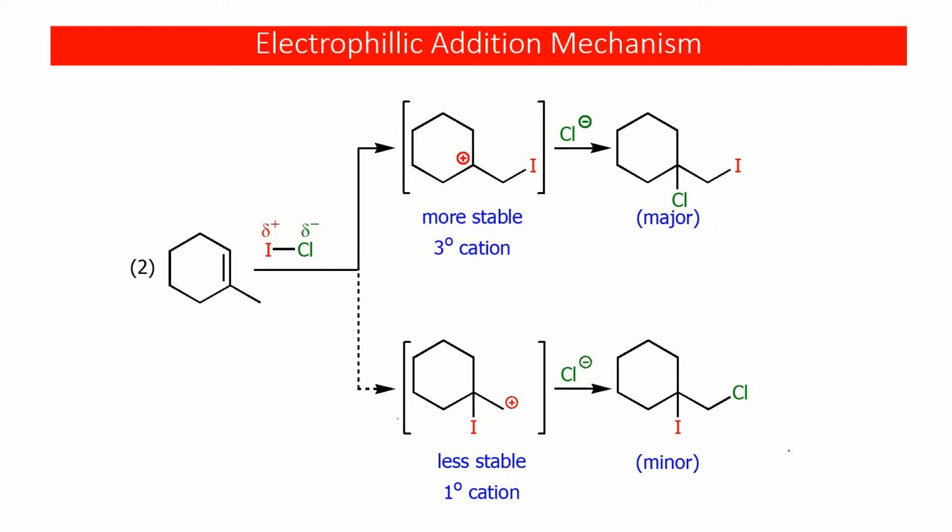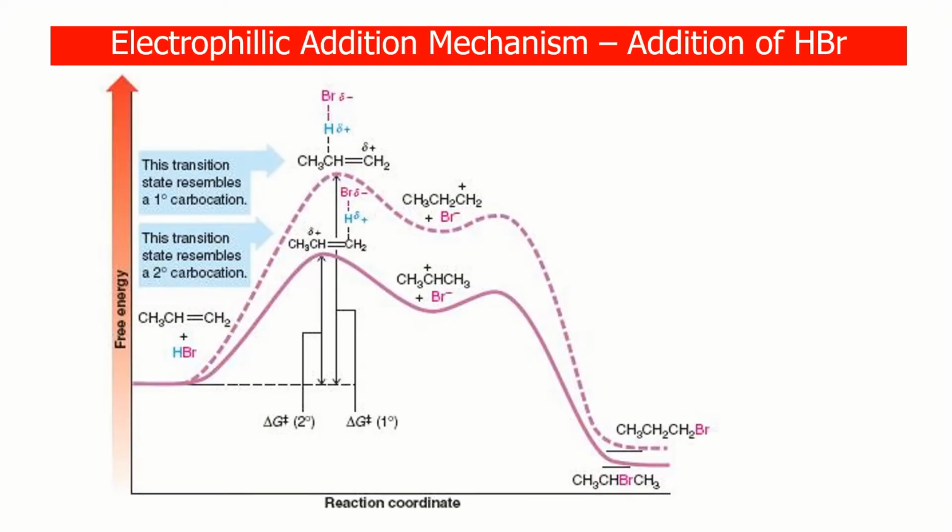And it stands to reason that the tertiary will dominate. If you look at the energy diagram, you can see that the Markovnikov carbocation, i.e. the more substituted carbocation, is more stable.